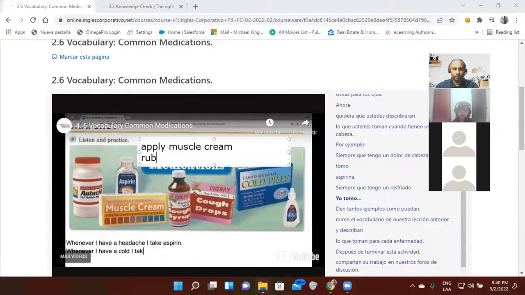La siguiente, whenever I have COVID-19. No tenía. Whenever I have COVID-19, I take cough syrup. Syrup. Whenever I have flu, I take cold pill. Cold pills. Whenever I have a pain, I put drops in my eyes. Eye drops. Okay. ¿Está bien? Okay, perfect, perfect.